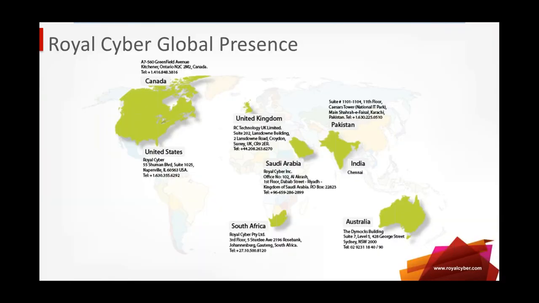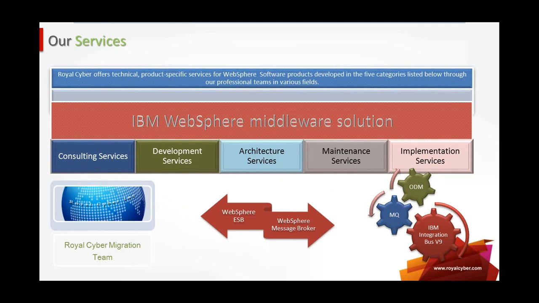If we talk about the presence of Royal Sabre, we are across the globe. Starting with the United States, we have Canada, UK, Saudi Arabia, Pakistan, India, Australia, and South Africa as well. So this is our global presence. Now let's go to the next slide.